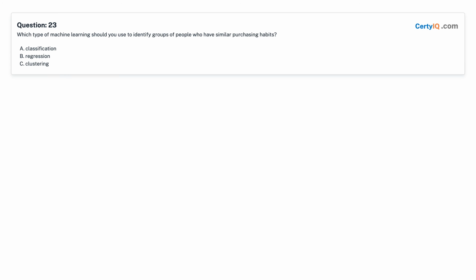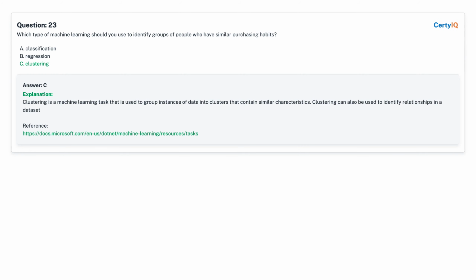Question 23. Which type of machine learning should you use to identify groups of people who have similar purchasing habits? A. Classification. B. Regression. C. Clustering. Answer is C. Clustering.